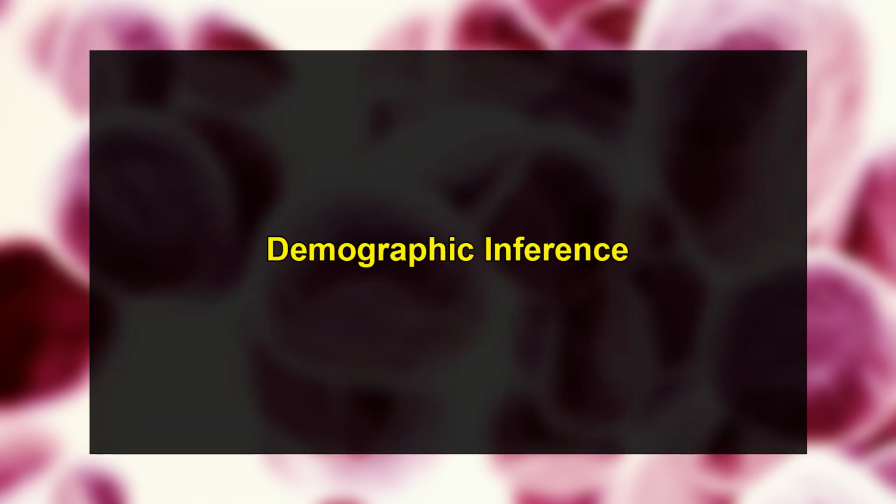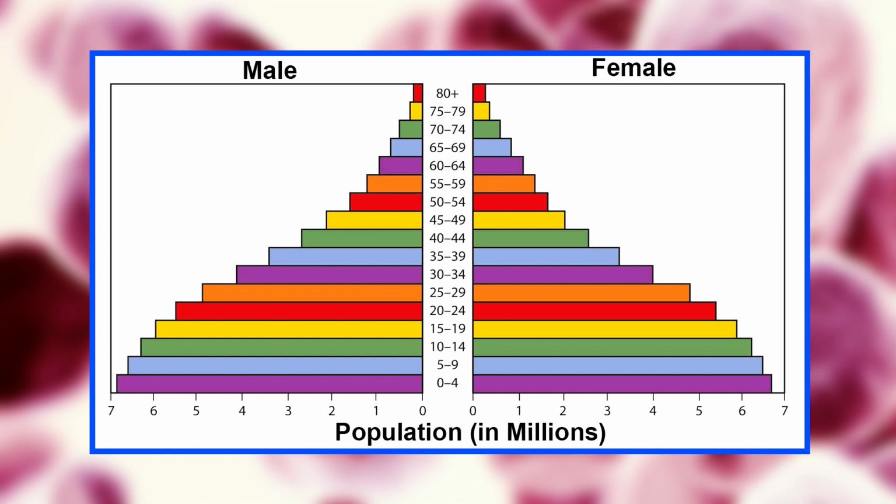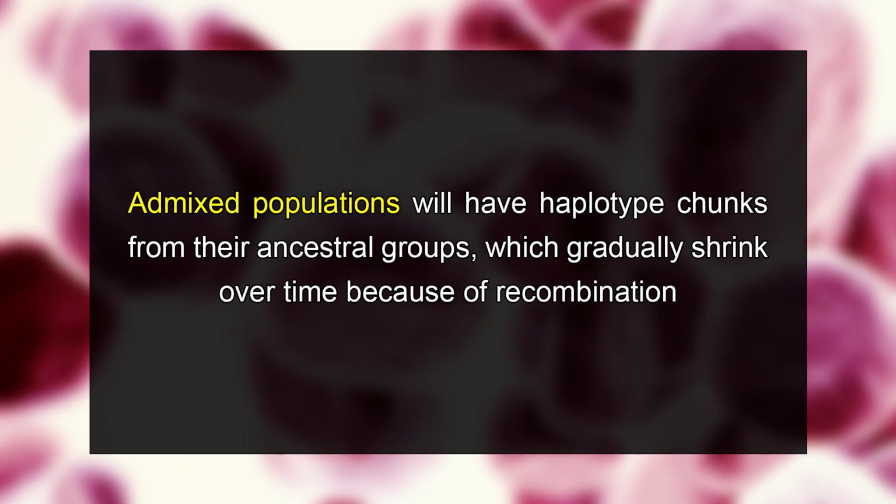Dear students, let's now understand demographic inference. Population structure is an important aspect of evolutionary and population genetics. Events like migration and interactions between groups leave a genetic imprint on populations. Admixed populations will have haplotype chunks from their ancestral groups, which gradually shrink over time because of recombination.